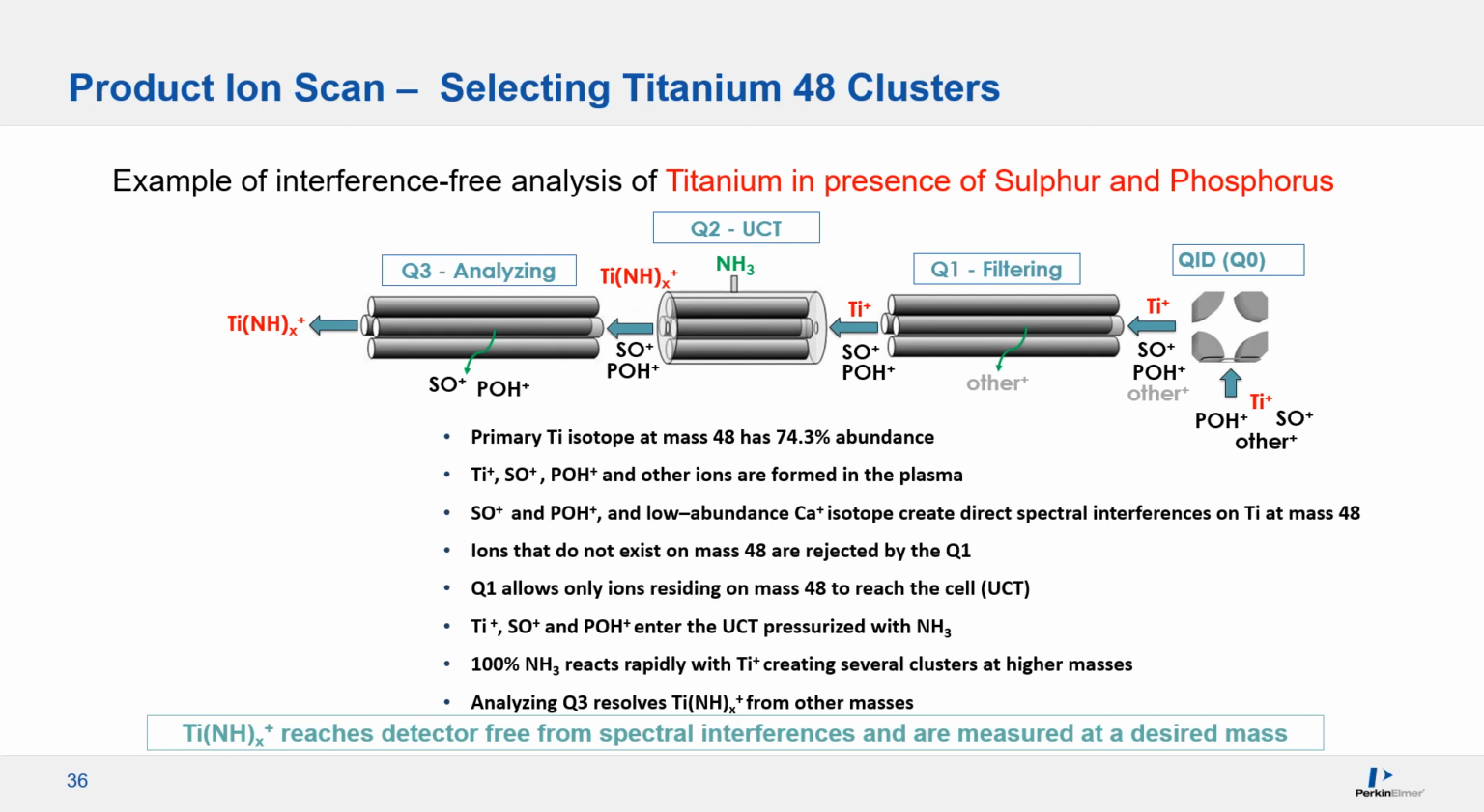Ions that don't exist at mass 48 are rejected from Q1. Q1 only allows these ions residing at mass 48 to reach the universal cell. So only, in this example, titanium, sulfur oxide, and phosphorus hydroxide will enter the cell pressurized with ammonia. The analyzing Q3 resolves the titanium cluster from other masses, and they reach the detector free from spectral interferences that can be measured at the desired mass.